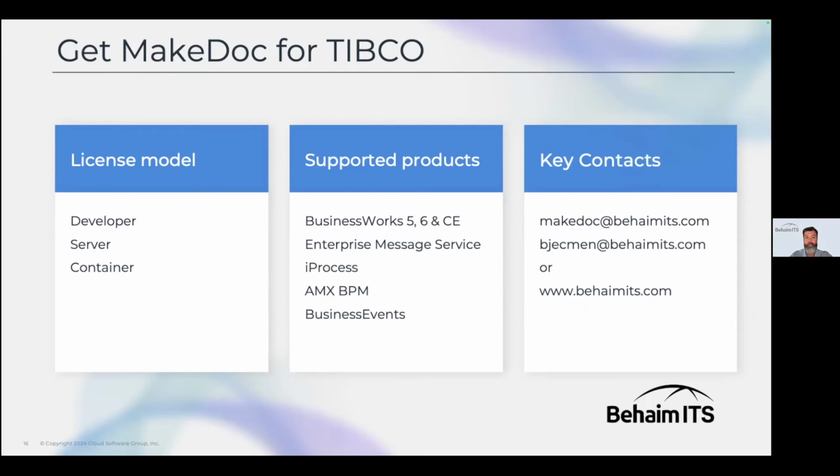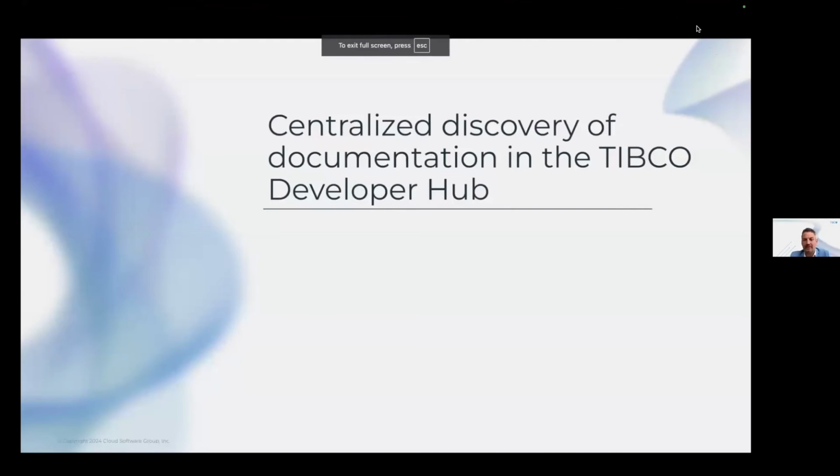I mentioned also supported products. So just a quick summary: BusinessWorks 5, 6, and Container Edition, Enterprise Message Service, iProcess, and BPM, business events. And if you are interested in this tool, you can contact me directly or using any of the sources shown on the slide. Okay, thank you, Bobo.